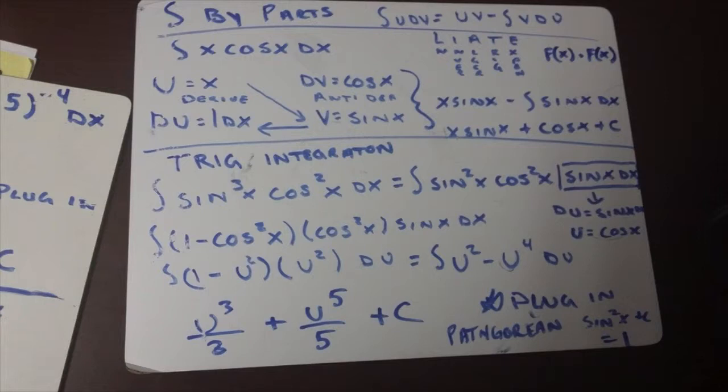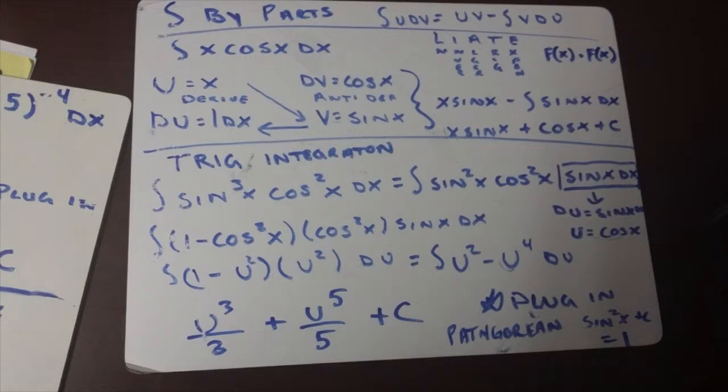And for this example, we will be using the Pythagorean theorem, specifically sine squared x plus cosine squared x is equal to 1. And we can manipulate this equation in order to solve for what we need. The equation we're going to look at today is the integral of sine raised to the third x cosine squared of x dx.